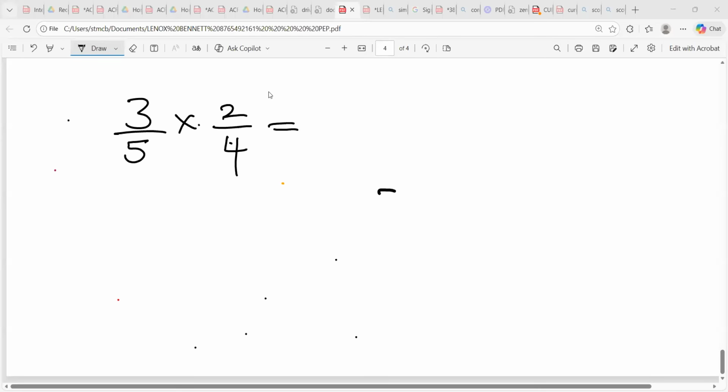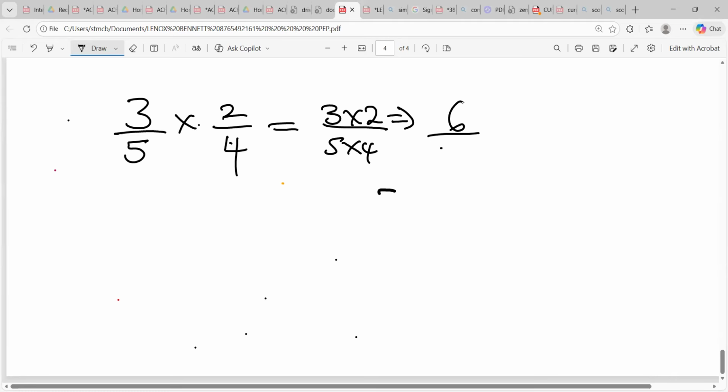So first we have 3 over 5 times 2 over 4. First you're going to multiply the numerators. 3 times 2 equals 6. Now we're going to have to multiply the denominators. 5 times 4 equals 20. So the answer would be 6 over 20. But you have to simplify it.